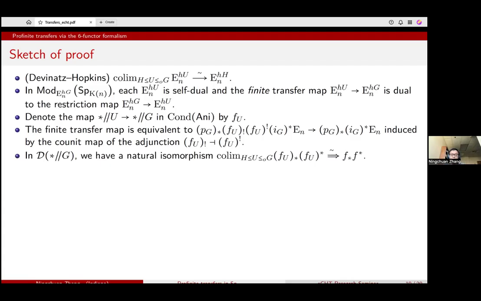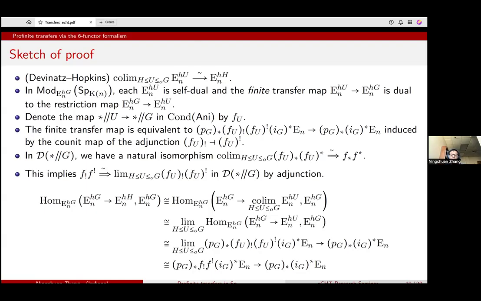And now this is the part I was saying earlier. In the smooth representation category, we have a natural isomorphism involving the co-limit of finite restrictions. You should think of this like forget and then co-induction. We first forget to the U action and then co-induce back to a G action. And this is a natural isomorphism. So by adjunction, we get another equivalence of functors between the Schrick functors, the f lower Schrick, f upper Schrick. This is pretty much what I was saying earlier: the profinite transfer is the inverse limit of finite transfer.